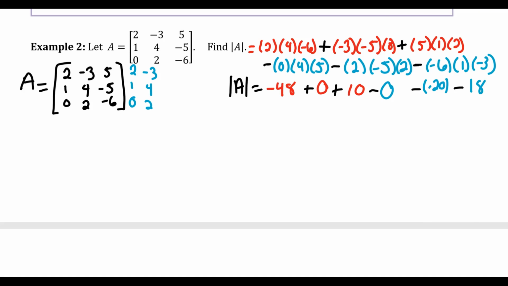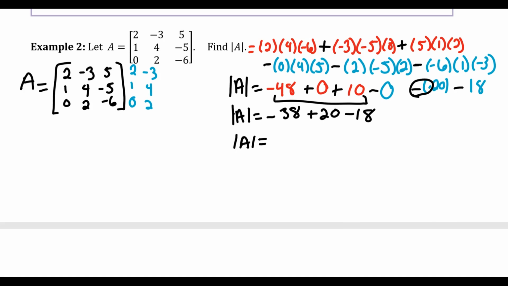Now I'm going to start the simplification. Remember that these two negatives become positive. So the determinant of A: -48 plus 0 is still -48, plus 10 gives me -38. I took these and added them. Then I now have plus 20 minus 18. If I add these two, that gives me -18 minus 18. So the determinant of A is -36.